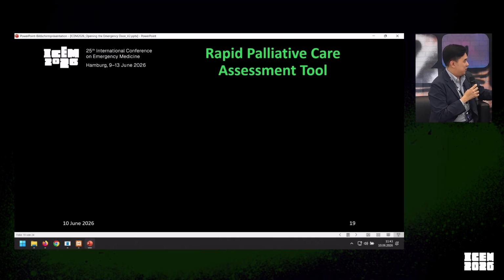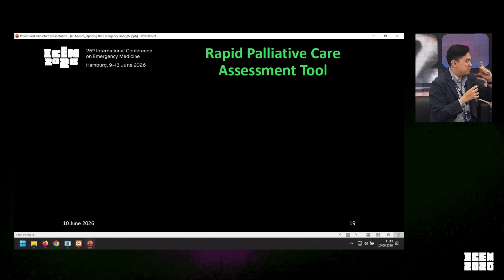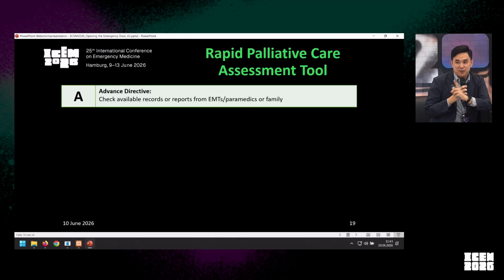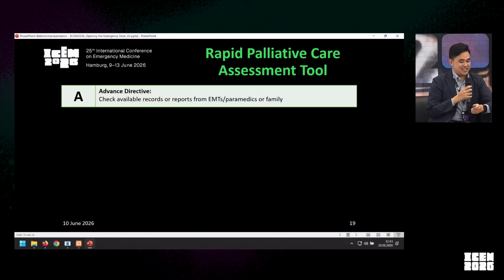And lastly, we also created our own tool already. If an emergency physician has an ABCDE, we also have an ABCDE just so we can identify those patients in palliative care. A, always ask first for an advance directive. Always see the selection just before you put the tube in. Please make sure to check for this advance directive.